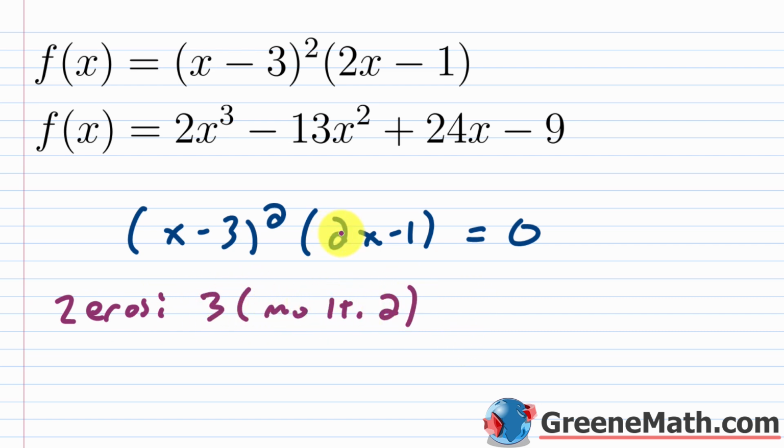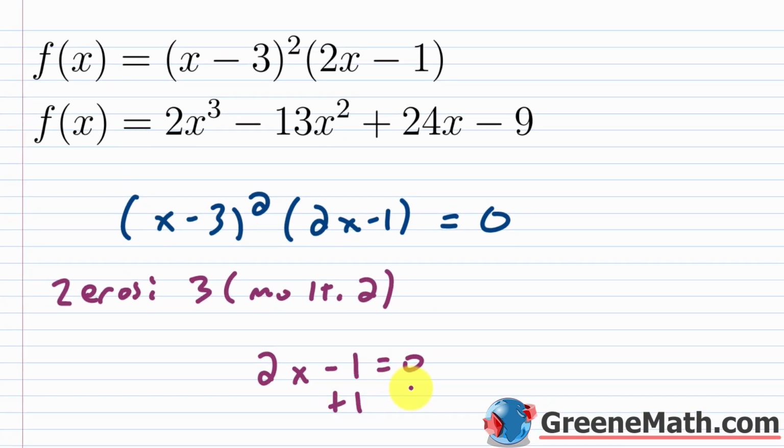And then the other one, you set 2x minus 1 equal to 0. So 2x minus 1 equals 0. Add 1 to both sides of the equation. This cancels. You get 2x is equal to 1. Divide both sides by 2. This cancels. You get x is equal to 1/2.